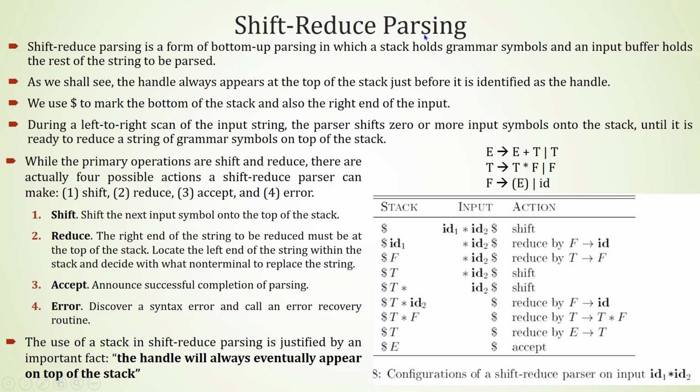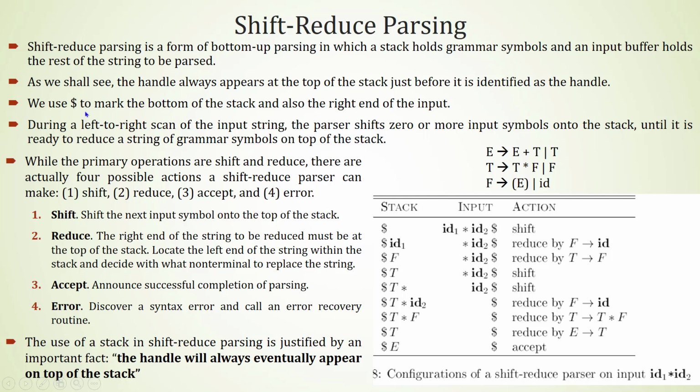Next is shift reduce parsing. Shift reduce parsing is a form of bottom-up parsing in which a stack holds grammar symbols and an input buffer holds the rest of the string to be parsed. So it is very similar to top-down parsing, where we have a stack and also an input buffer. As we shall see, the handle always appears at the top of the stack just before it is identified as the handle. We already studied handles, and the handle will always appear at the top of the stack.